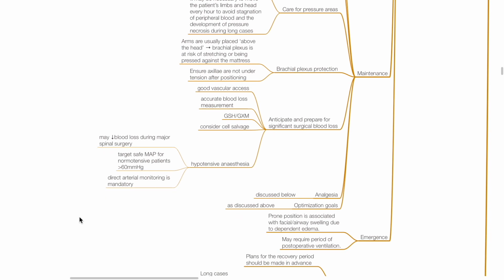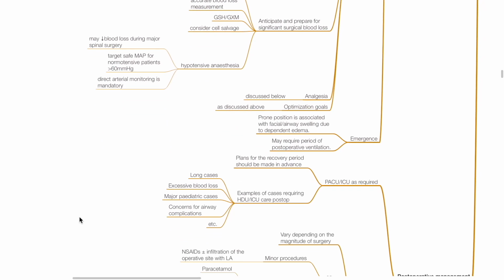Anticipate and prepare for significant surgical blood loss via good vascular access, accurate blood loss measurement, and GXM or GSH. Consider cell salvage. Hypotensive anesthesia may reduce blood loss during major spinal surgery. The target safe MAP for normotensive patients is more than 60 mmHg. Direct arterial monitoring is mandatory. Analgesia will be discussed below.